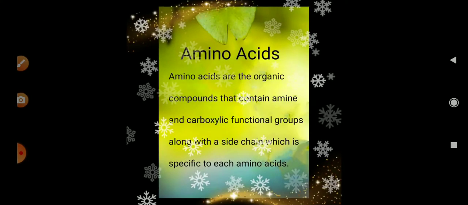So let us define amino acid. Amino acids are organic compounds that contain amine and carboxylic functional groups along with a side chain which is specific to each amino acid. Now the definition will be more clear to you. It is an organic compound which contains an acidic group and an amino group with a side chain. Each amino acid has a specific side chain, just as we discussed in the previous example, glycine, where the side chain is H.